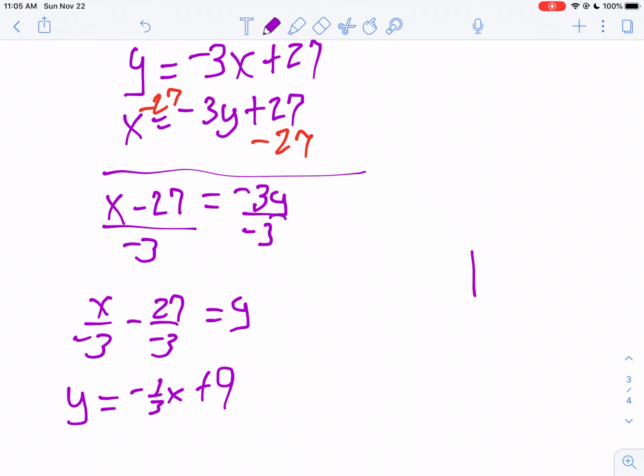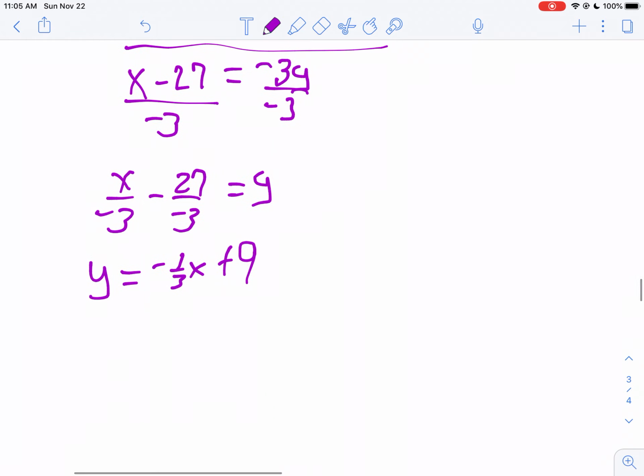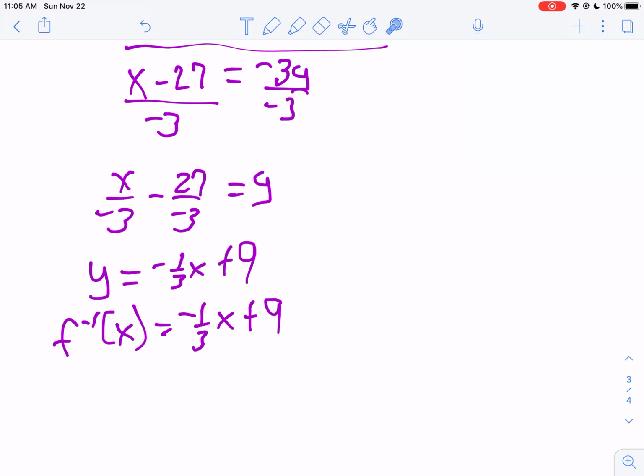Finally, you're going to rewrite, instead of y, you're going to say f inverse x equals negative 1/3 x plus 9. Now, there's a couple different ways you could have written this. You could have written it as negative x over 3 plus 9. We could have said 27 minus x divided by 3 because I would just switch all the signs. You got a couple different ways of doing this.